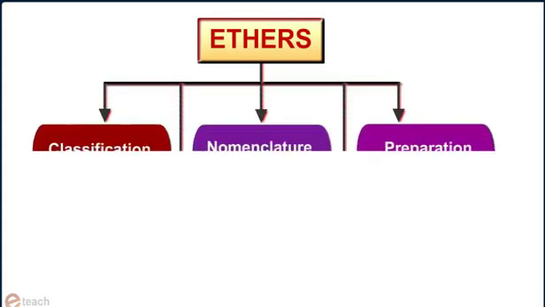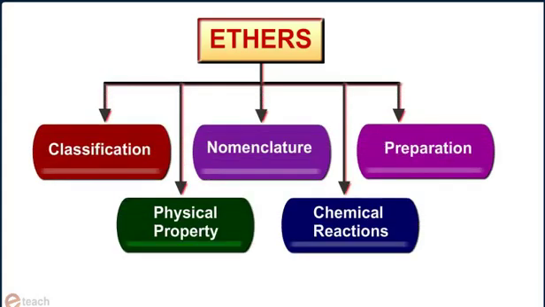Study of ethers is divided into five main categories. The first one is classification. The second one is physical property. The third one is nomenclature. The fourth one is chemical reactions. And the last one is preparation. Click on the corresponding buttons to learn more about ethers.